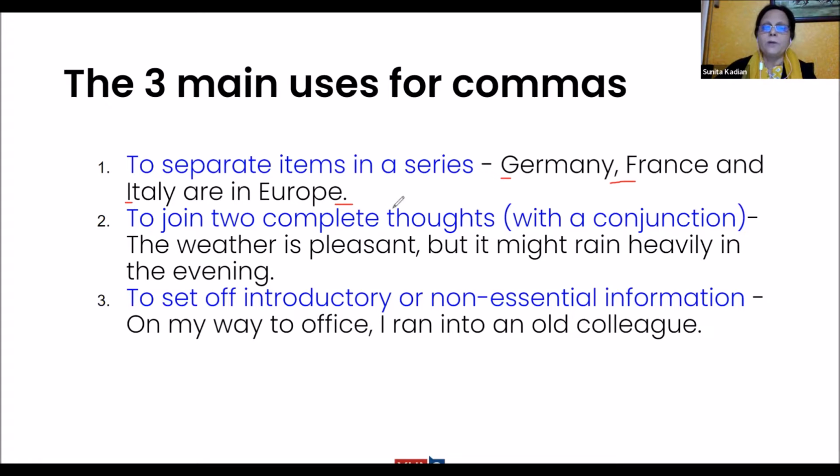So to join two complete thoughts, that means two independent clauses, you need a conjunction. Without a conjunction, a comma does not join. This is what we saw in yesterday's class also. I shared with you. So the weather is pleasant. If I do not use the conjunction over here, but, and if I just say the weather is pleasant, it might rain heavily in the evening, that is a grammatically wrong sentence. We need to add a conjunction over here, but.